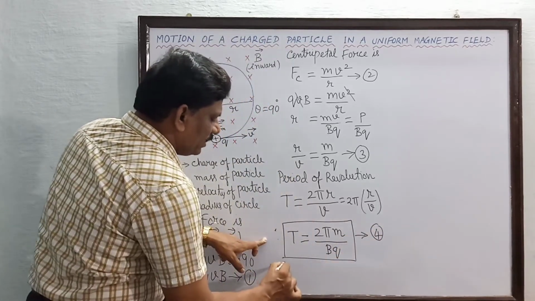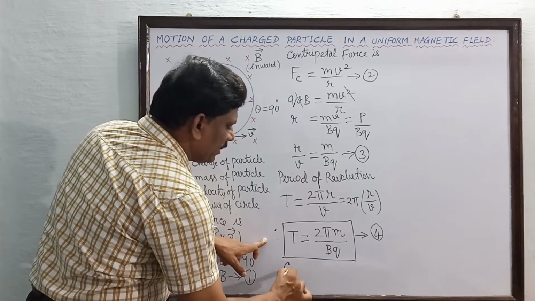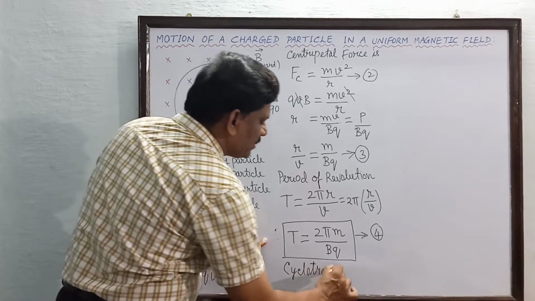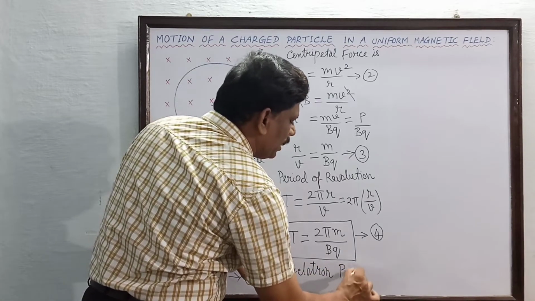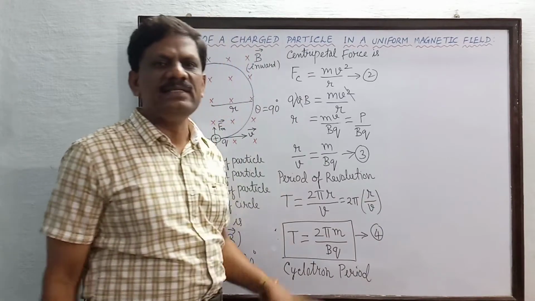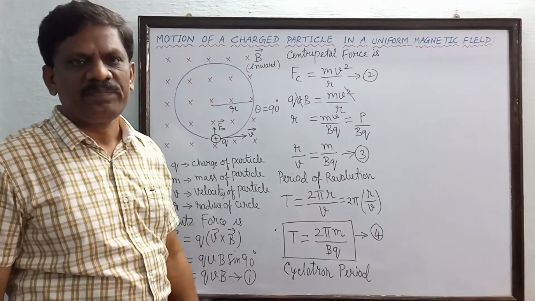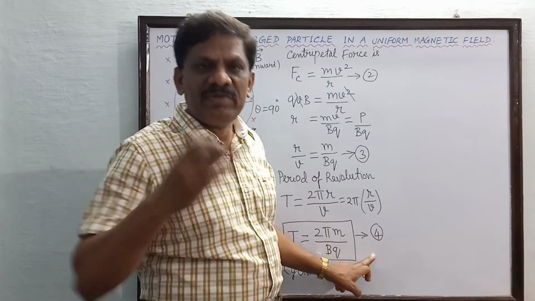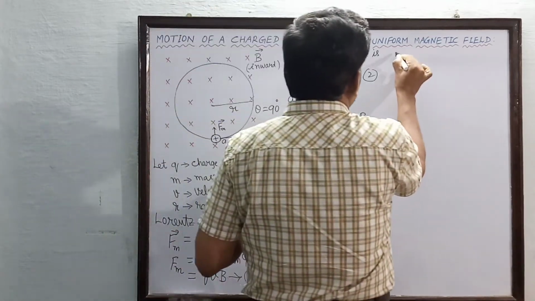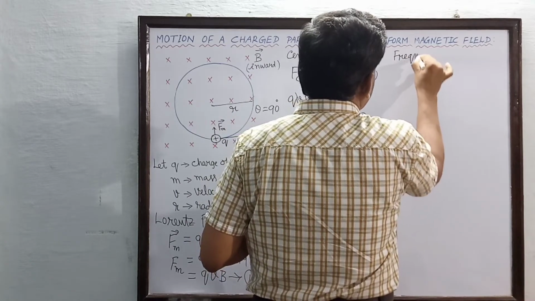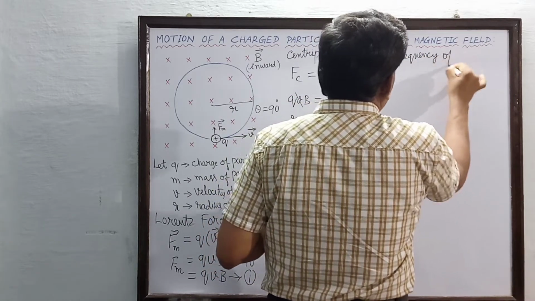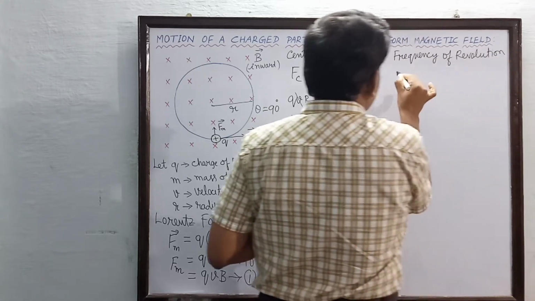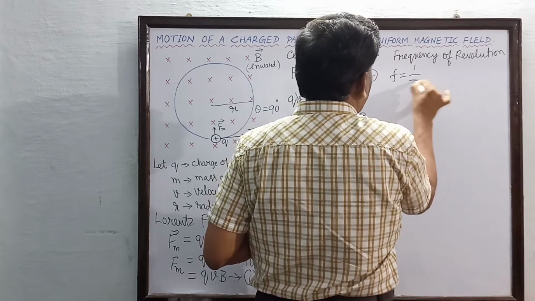This period of revolution is called the cyclotron period. So T is equal to 2 pi m by bq. The reciprocal of this time period is called the frequency of revolution. So frequency of revolution is given as the reciprocal of the time period. So I will take f is equal to 1 by T.